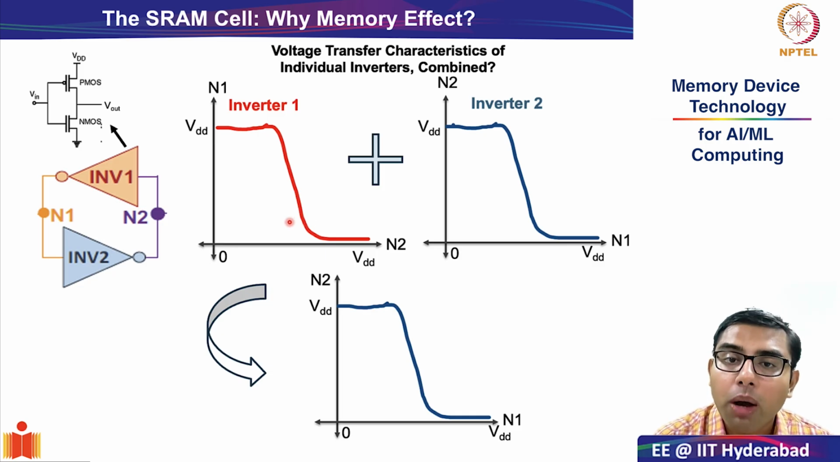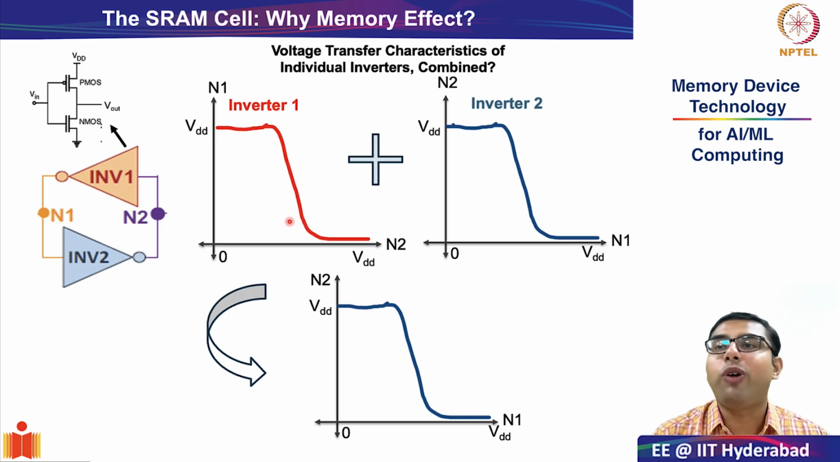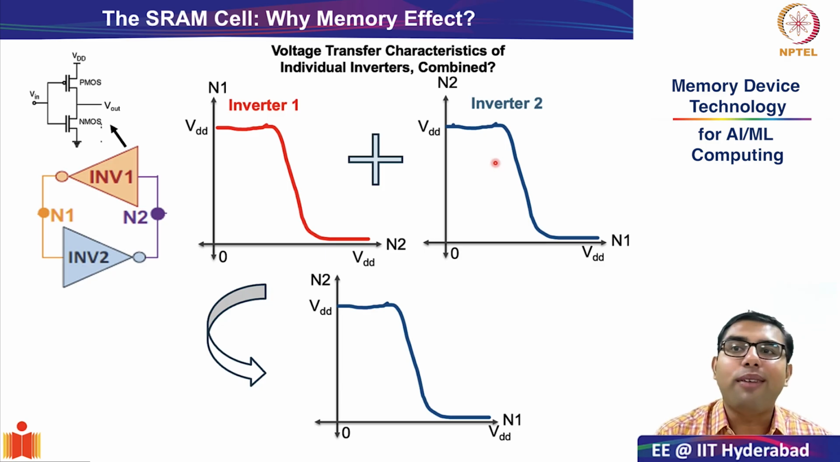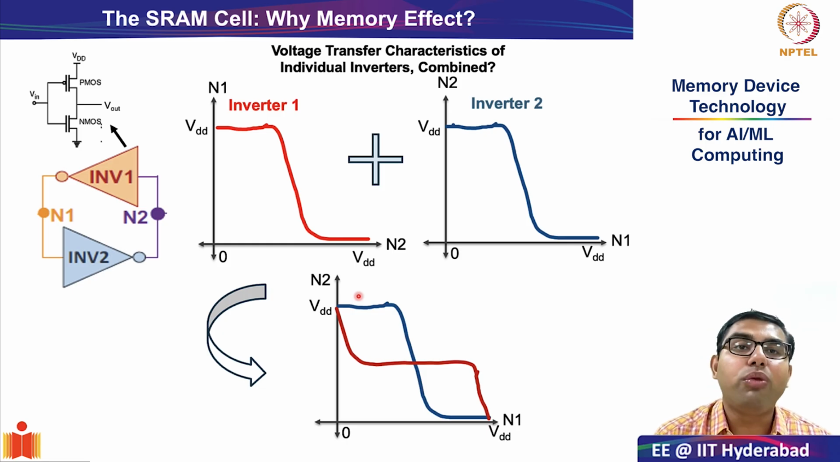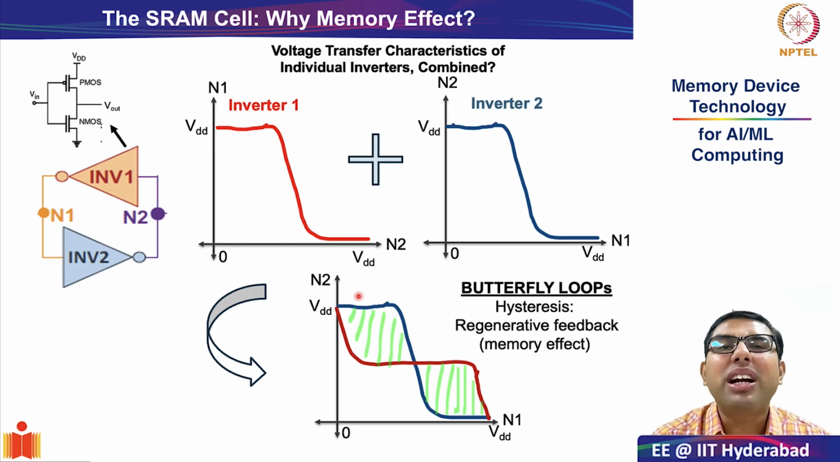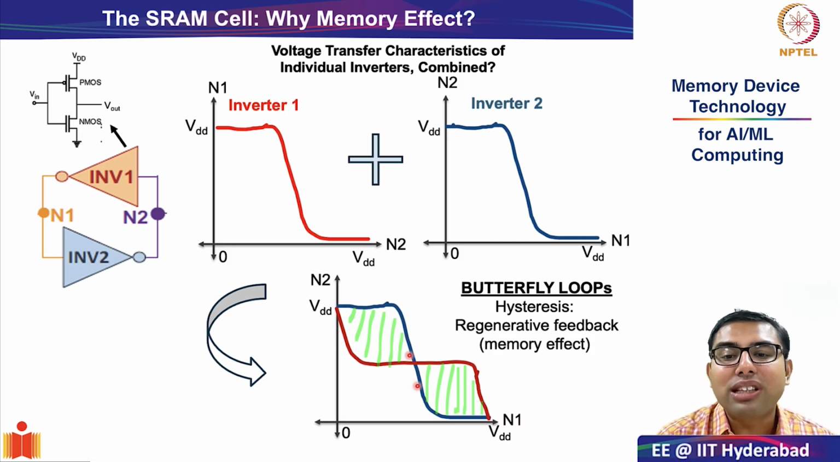If you want to plot both the characteristics of inverter 1 and inverter 2 in the same graph, you will have to flip the axes of inverter 1, and this is what I have done. So I have flipped and rotated and placed the characteristics of inverter 1. And this is where we see this very beautiful looking butterfly characteristics. See, it looks like a butterfly. It looks like two wings of the butterfly. So these are called butterfly loops or butterfly hysteresis.